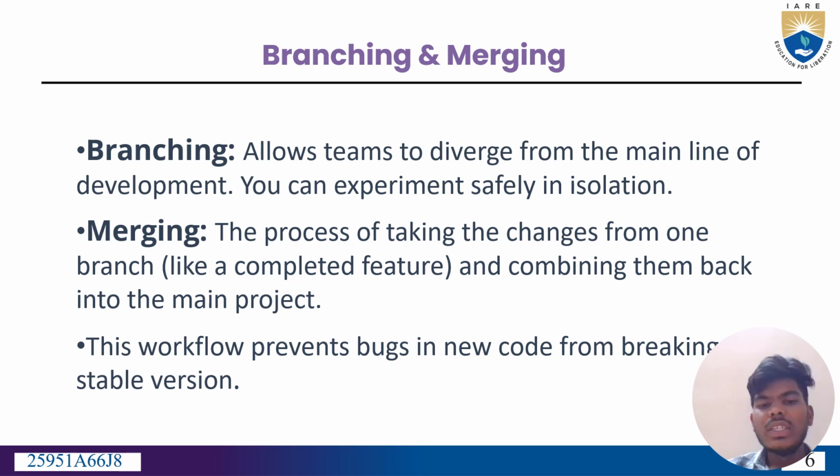Merging is the process of taking changes from one branch to another, like completed features, and combining them back into the main project. So that is what merging means. This workflow prevents bugs in new code from breaking a stable version. By using these, we get code reusability, we can fix bugs at a time, and it prevents bugs in the workflow. So that is about the use of branching and merging.